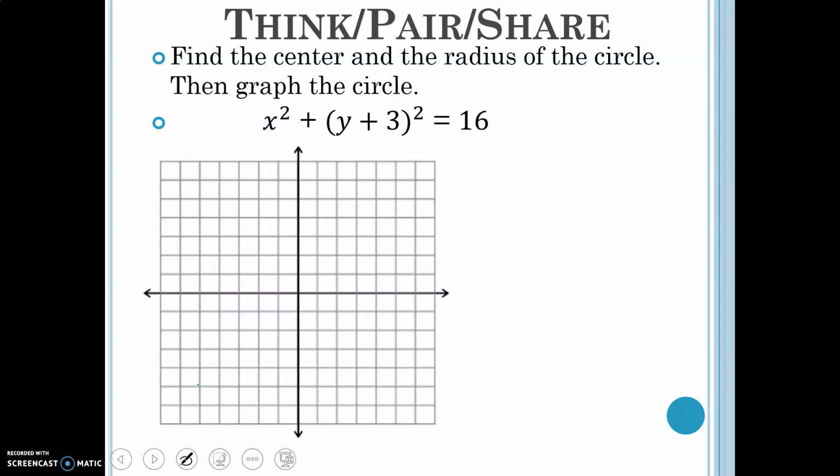All right, I want you to try this problem out. Go ahead and pause the video for a second, find the center and the radius, and graph it on a coordinate plane.